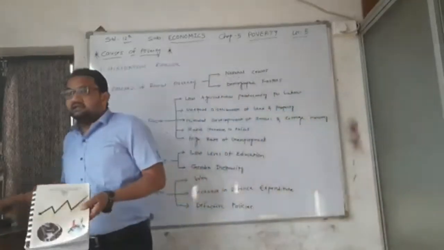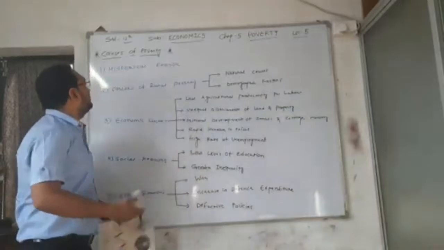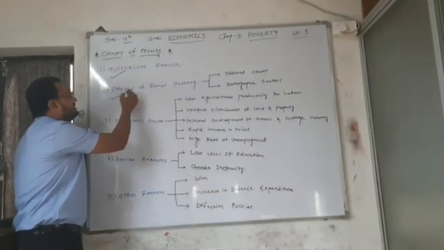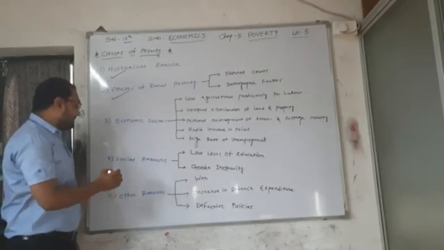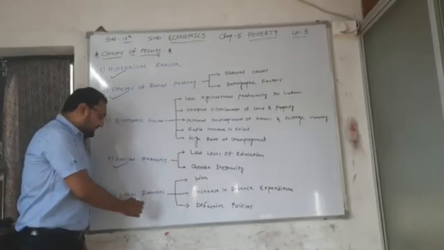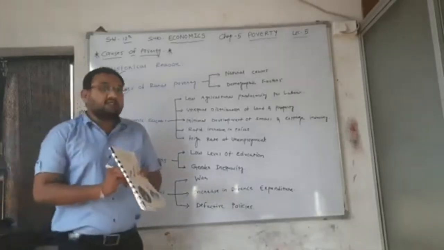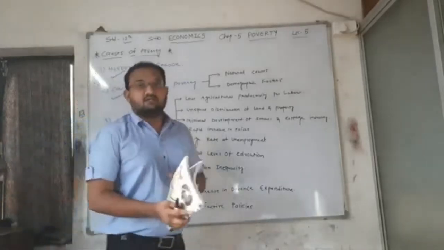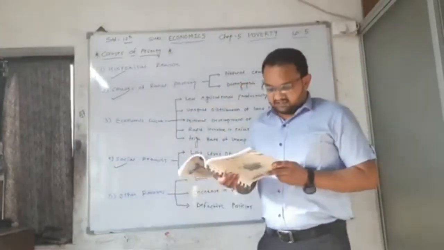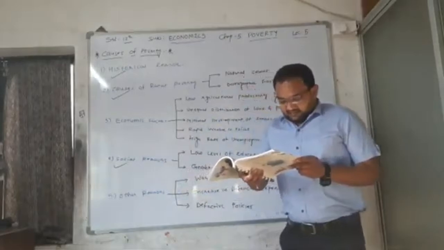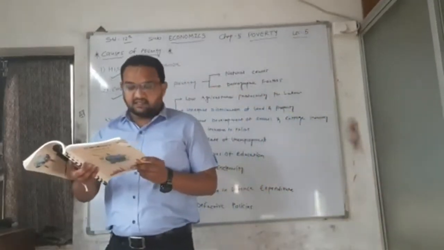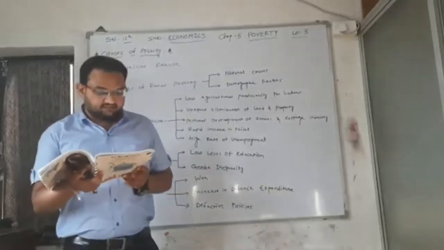In today's lecture, due to the limitation of time, we are going to discuss 3 points. First one is historical reason, second one is causes of rural poverty, and third one is social reason. Economic factors and other reasons we will discuss in lecture number 6 of this particular chapter. Now let us start with point number 5.4, that is causes of poverty, page number 56.